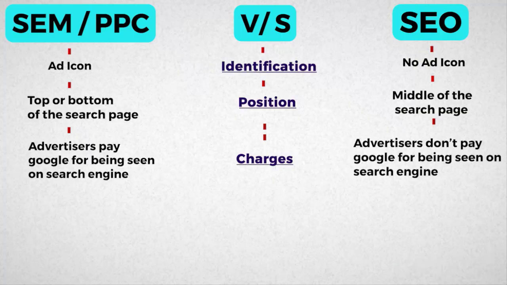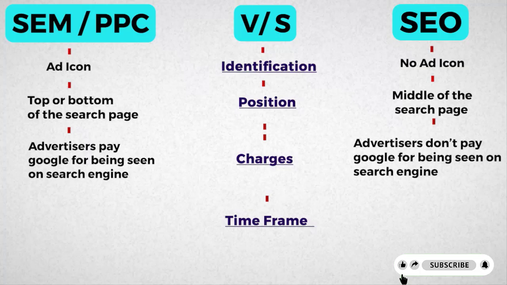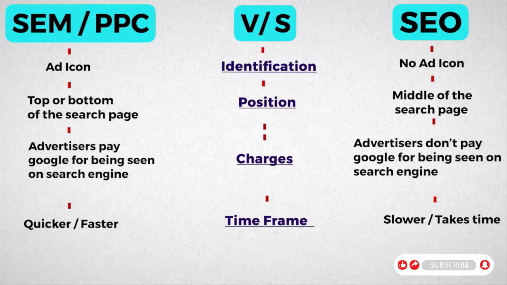So that's another point of comparison between them. In relation with this point, a generic question which may pop up in someone's mind is that if there is a free method available like SEO, then why would people prefer to use a paid method in the form of SEM or PPC? The answer is that SEM or PPC is comparatively quicker or faster when we compare it with SEO, which is slower or takes time. What do we mean by quicker or faster or slower or takes time?